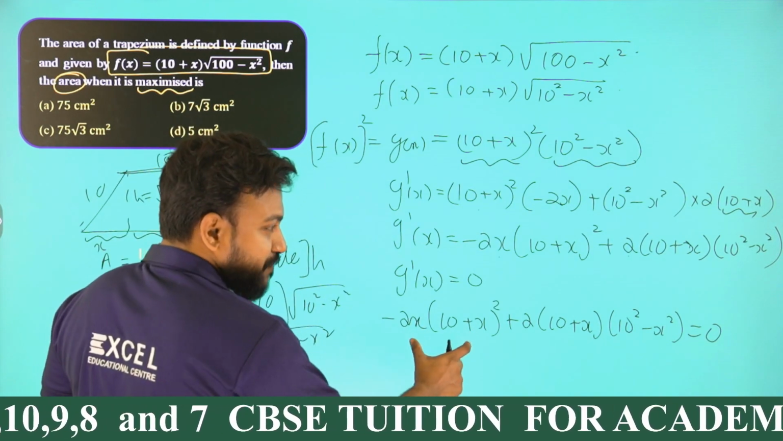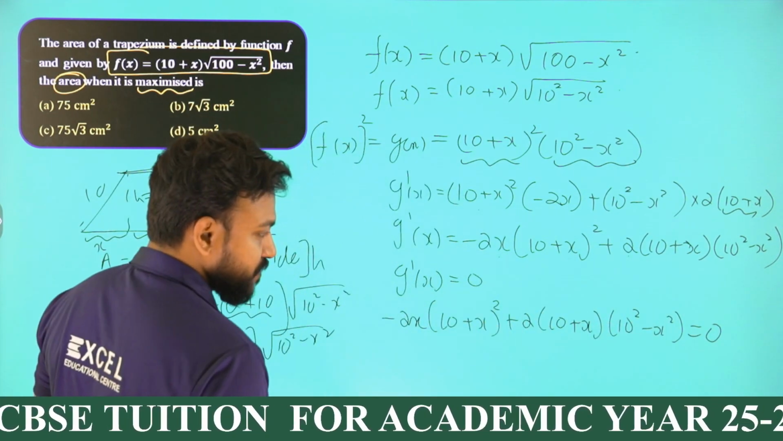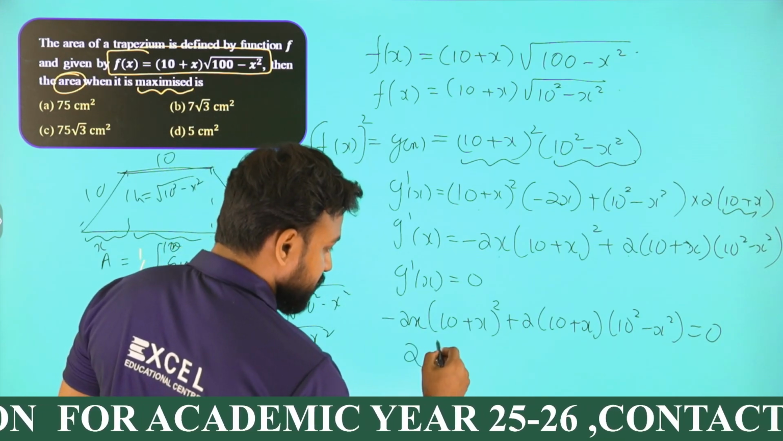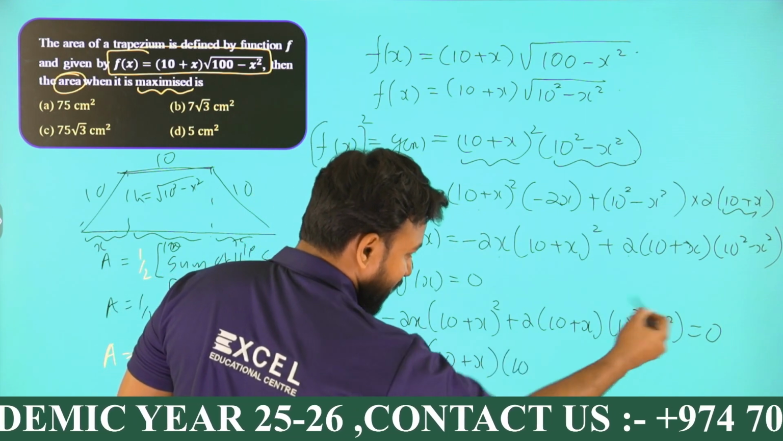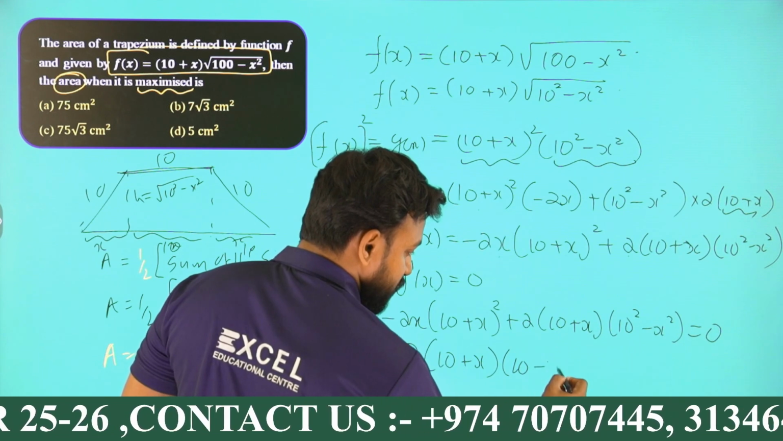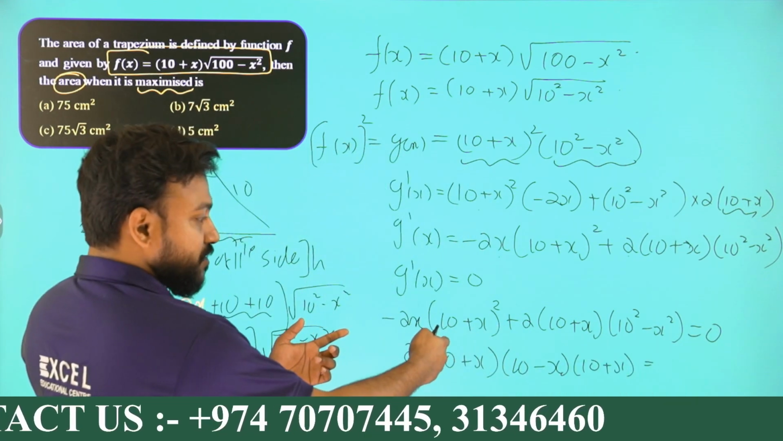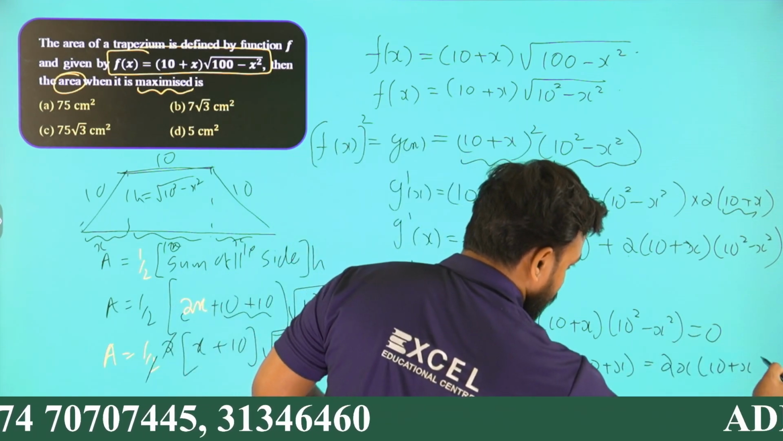I'm going to take this part to that side and I'll keep this part to this side. So it will be like 2 times (10 plus x) into (10 square minus x square). It can be written as (a minus b) into (a plus b), so (10 minus x) into (10 plus x), and this negative 2x into (10 plus x) the whole square goes to that side: 2 times x into (10 plus x) the whole square.